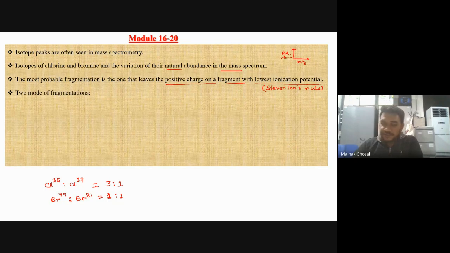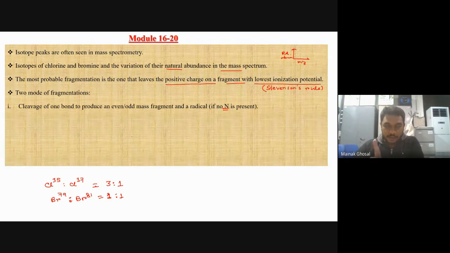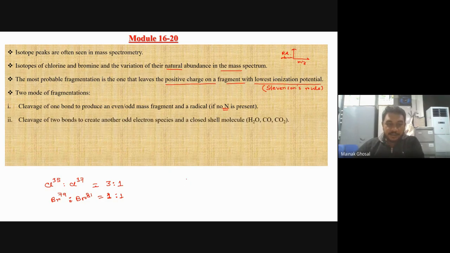Now there are two different modes of fragmentation. First, you cleave one bond to provide an even or odd mass fragment and a radical if no nitrogen is present. That means you cleave one bond, which creates some species with even or odd mass, and a radical. Or, another way, you cleave two bonds to produce another odd electron species and a closed shell molecule like water, CO, CO2, or ethylene.